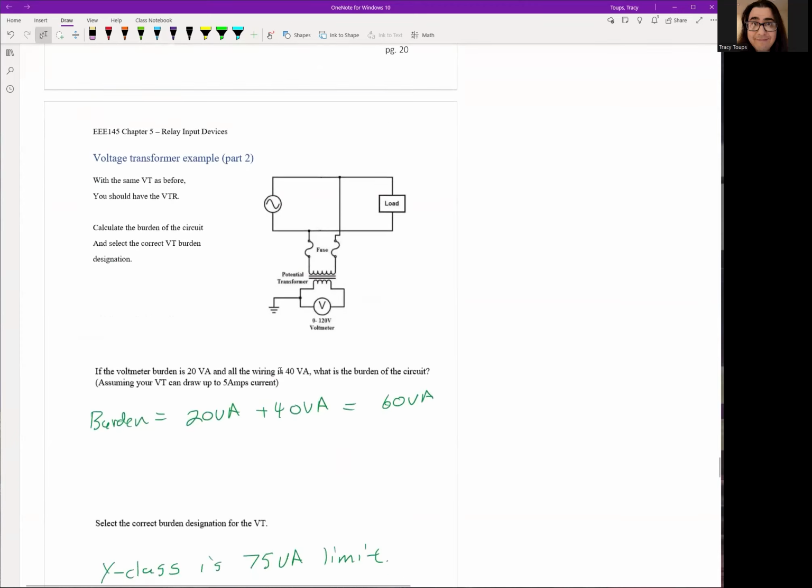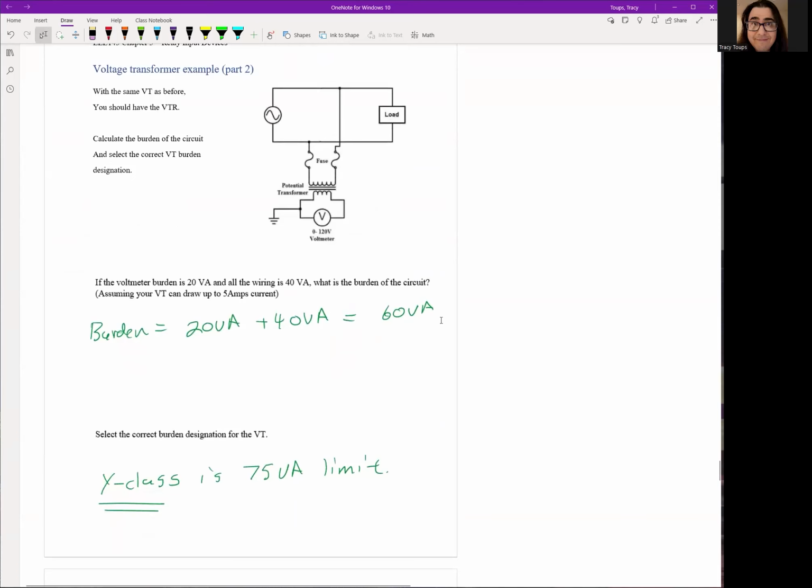Next thing you have to do is look at your burden calculations. Again, in fault analysis it won't be a big deal, but for standard loading you've got to make sure you're not overloading your voltage transformer every day. So for your burden, we look at your voltmeter. The voltmeter itself is 20 volt amperes, so that's metering. All the wiring, both to and from the relay, is 40 volt amperes as well. So what's the burden in the circuit? We're assuming you're drawing 5 amps consistently. So it's 20 plus 40, which is 60 volt amperes, right?